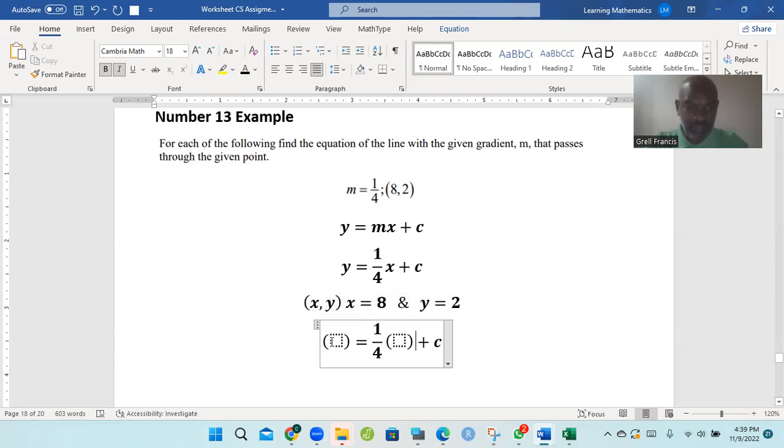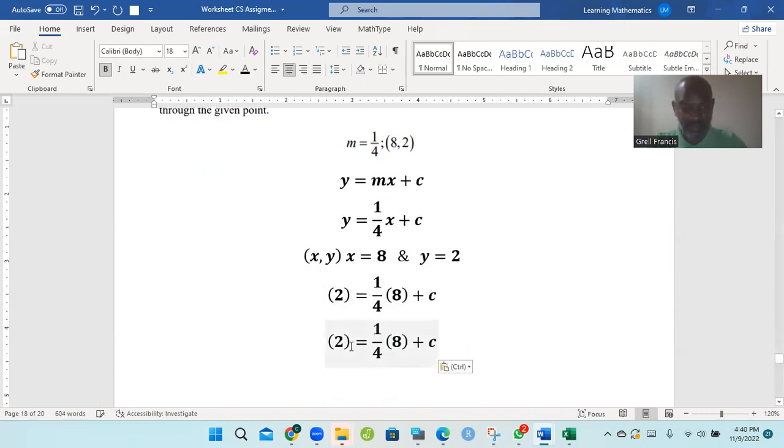So here, where y used to be, we're going to put a 2, because y is equal to 2. And here where x was, we're going to put 8, because x is equal to 8. Now, when you are solving for c, it will always be positive. So leave c on the right side. Don't transfer c to the left side. Leave it right where it is. It's already positive, so it's very comfortable there. Don't transfer it across to make it negative.